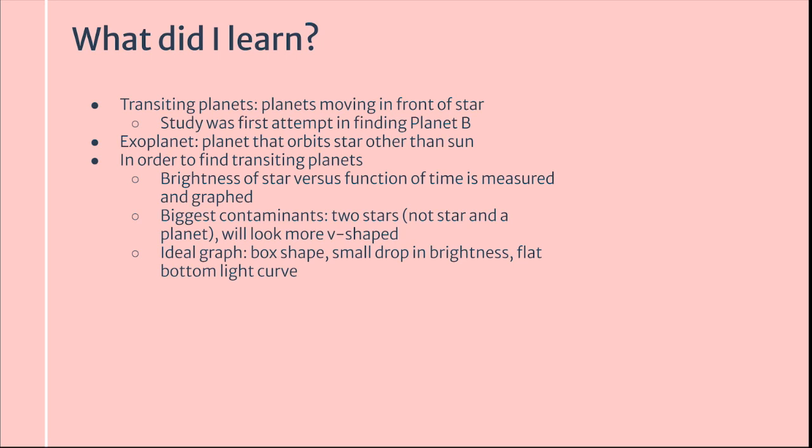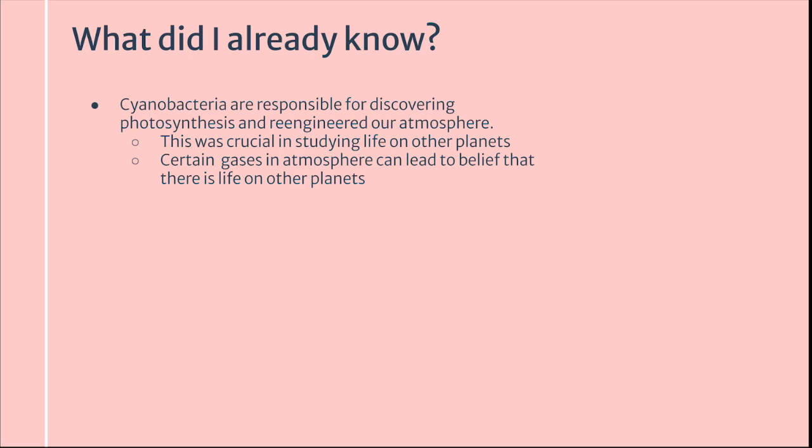What did I already know? Cyanobacteria are responsible for discovering photosynthesis and reengineering our atmosphere. This was a big revelation in modern biology and really reshaped the way that we think about natural selection and development. And this was really crucial in studying life on other planets, as certain gases present in the atmosphere can lead to the belief that there's life on other planets, especially because cyanobacteria were capable of reengineering our entire atmosphere. There's definite possibilities for life on other planets.